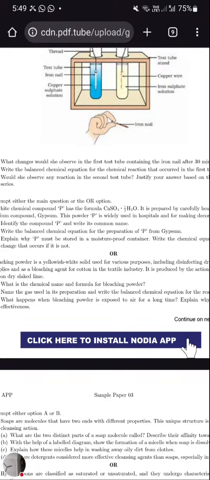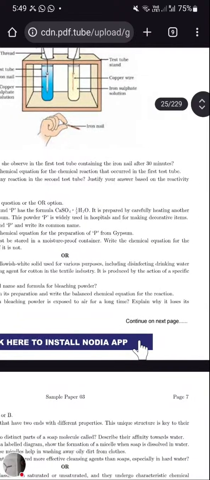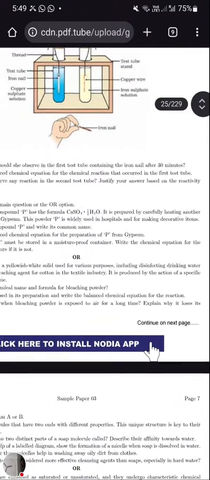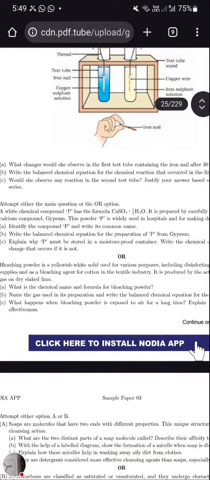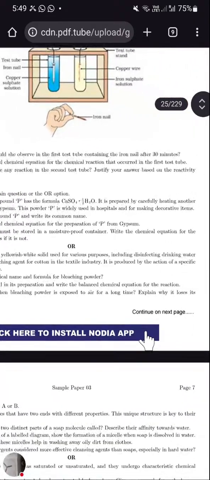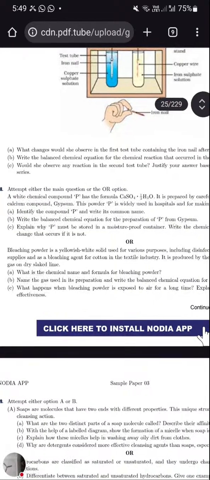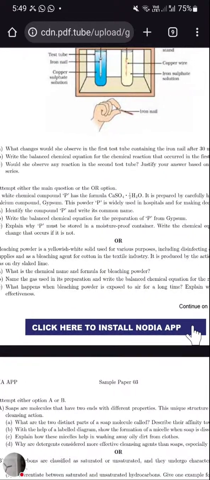Plaster of Paris. Then the next question: P is prepared by careful heating of the calcium compound gypsum. The powder P is widely used in the hospital. So these are the information given. First question, identify the compound P and write its common name.